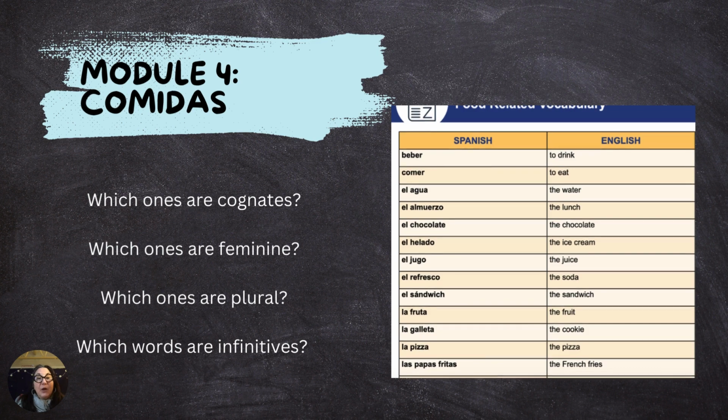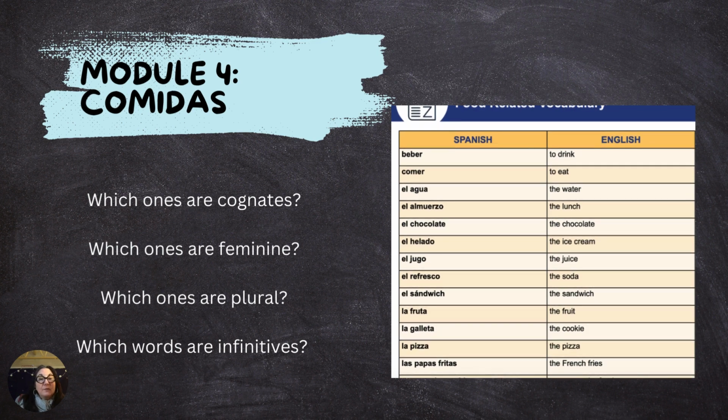All right, so looking at the words here, which ones are cognates? Now we're going to go back all the way to Module 1 when we learned about what cognates are. So let's go through. Beber, comer, agua, el chocolate. That is certainly a cognate. You could guess that if you didn't know the word.